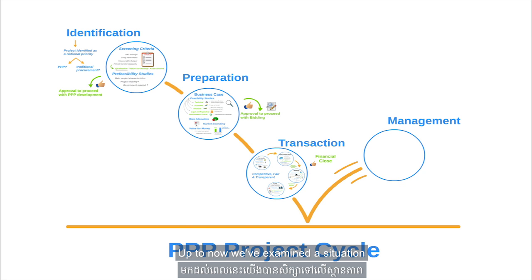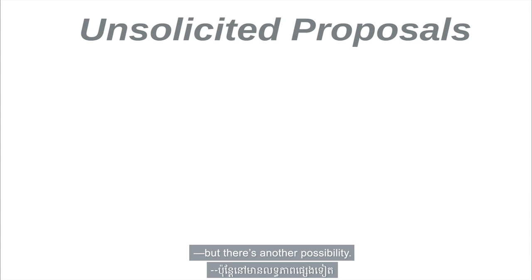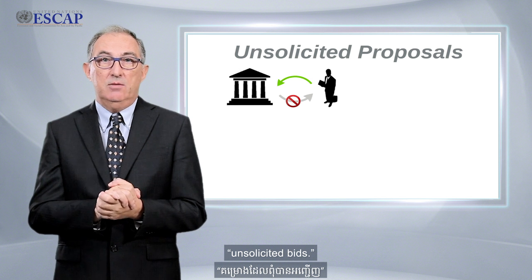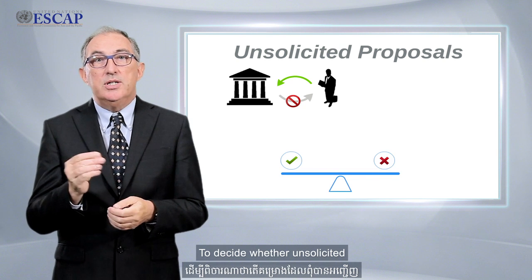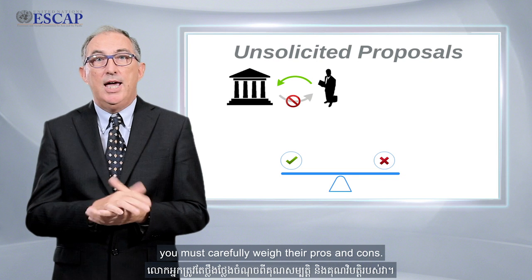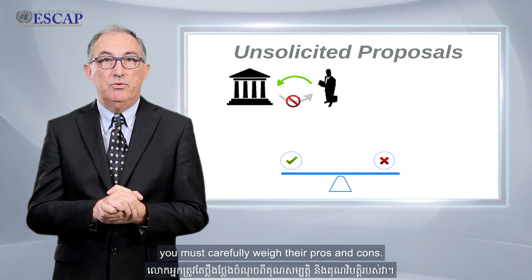Up to now, we've examined a situation where projects are initiated by the government, but there's another possibility. Projects can also be proposed directly to the government by the private sector. These are what we call unsolicited bids. To decide whether unsolicited proposals should be accepted, you must carefully weigh their pros and cons.